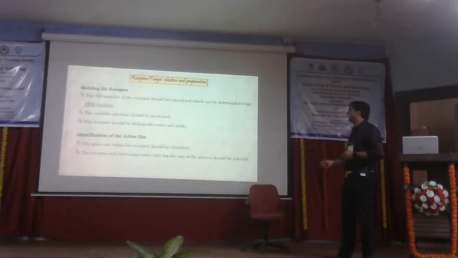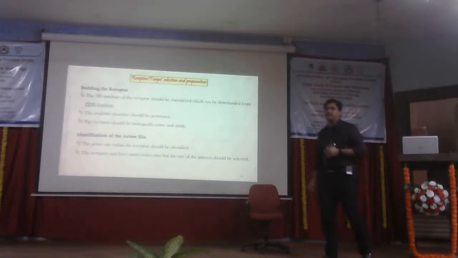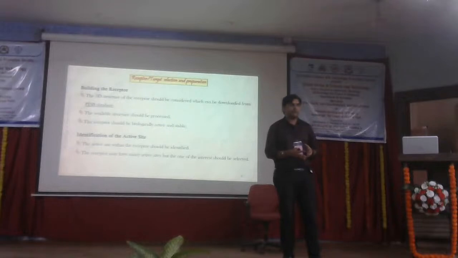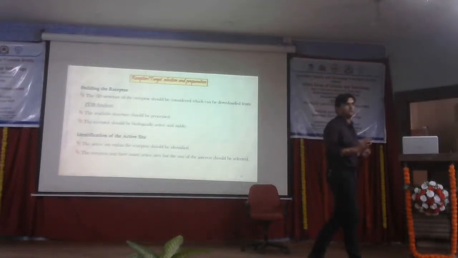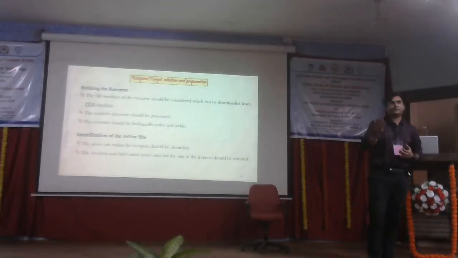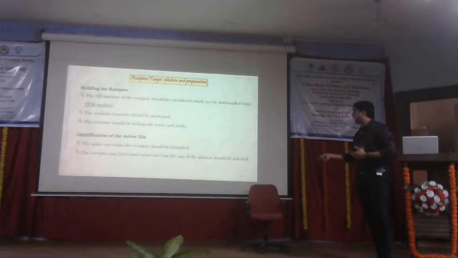The active site within the receptor should be identified first. The receptor may have many active sites, but one of interest should be selected based on the literature or based on the previous research, right? So all of us do research, right? We are not going to search for a novel thing. We are just going based on the literature survey. We are going to conduct a research. So we are just going to select an active site based on the literature.